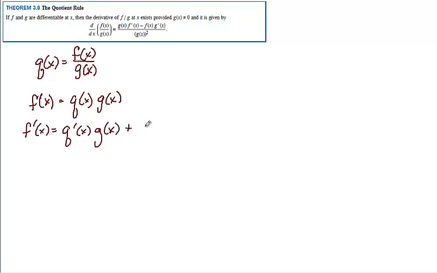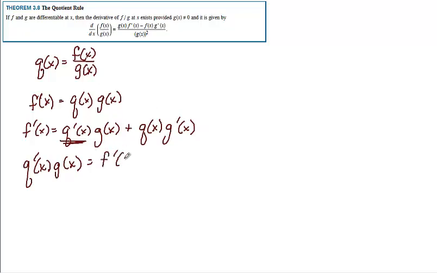Add to that, now he's plain, and it's the derivative of the other one. Okay, well, I don't really care about f prime of x. What I'm really looking for is q prime of x, so I'm going to get that on a side all by himself and move this junk over to the other side. So I'll get q prime of x, g of x equals, I'm going to move this side over to the other side so I don't have to deal with so many negatives, minus q of x, g prime of x.